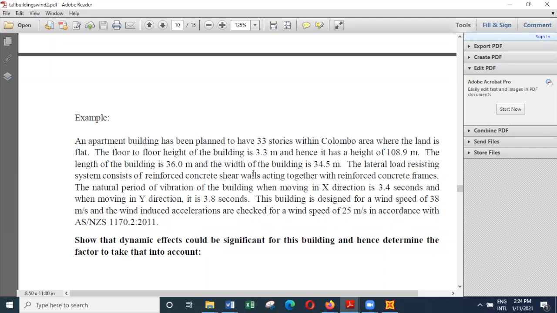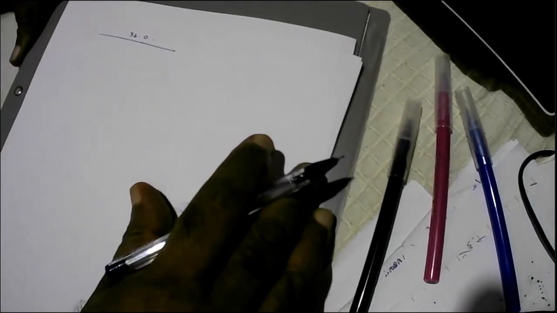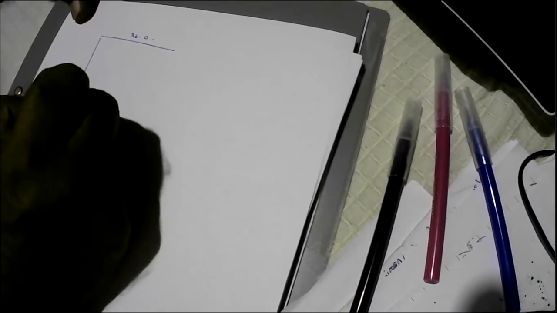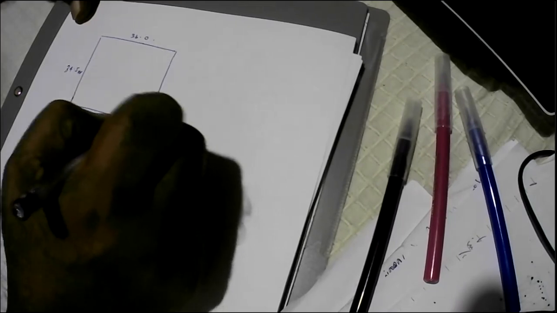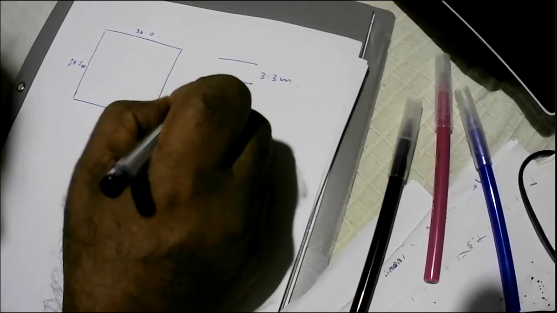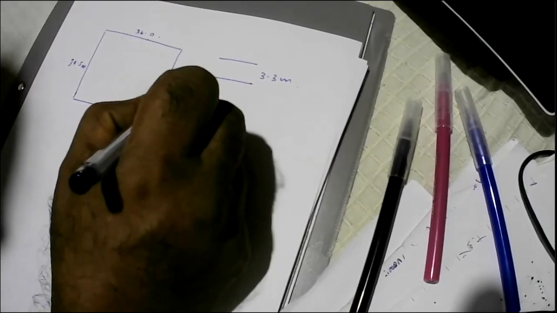The length of the building is 36 meters. So the building will be like this: 36 meters by 34.5 meters. And floor to floor height is 3.3 meters. Total height is 108.9 meters, h.